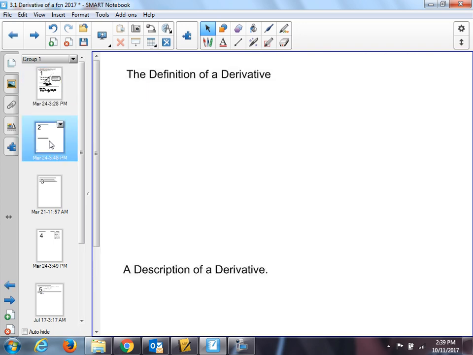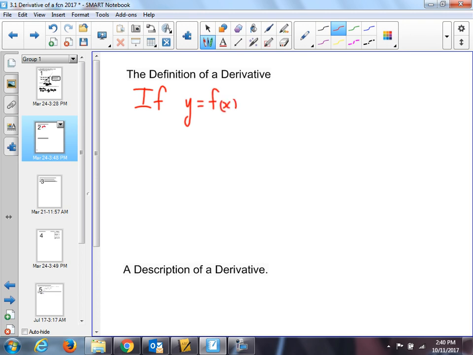And here's 2 things that we're going to have. The definition, which you've got to know, but then the description is actually more useful when you're solving problems. So, the definition is carefully worded. So copy it up. If you have a function of x, y equals f of x. So that could mean x squared plus 5 or whatever.